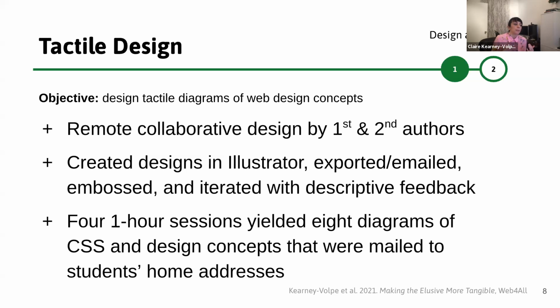I would make something in Illustrator, export it, email it to her. She would emboss it at home using her at-home embosser. And then, once she had it embossed, she would give me great, super descriptive feedback about all the different design elements, and we would iterate based on that feedback. So we had 4 of these 1-hour sessions, and they yielded 8 diagrams that were supportive of these CSS and design concepts, and we mailed them to each of the students' home addresses.